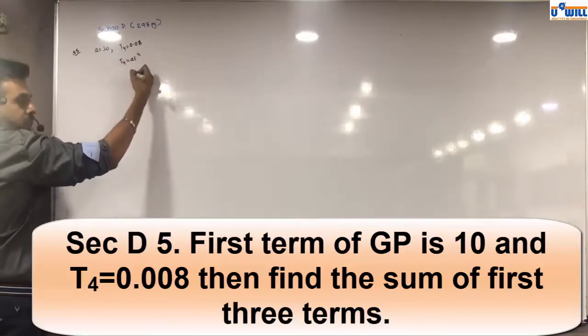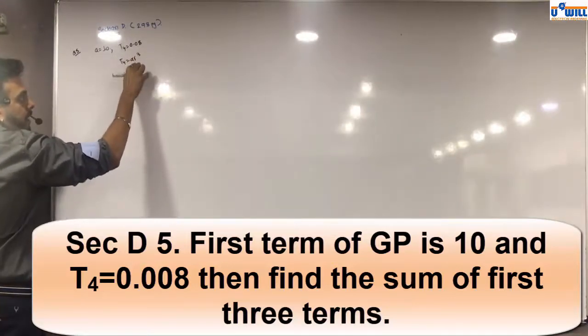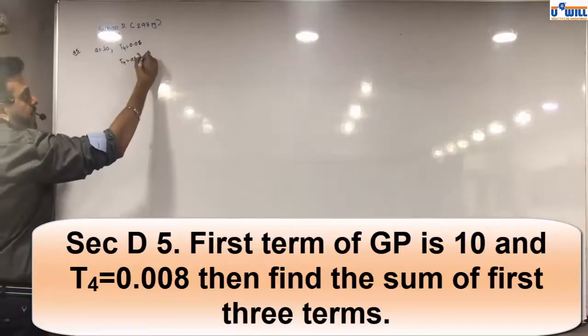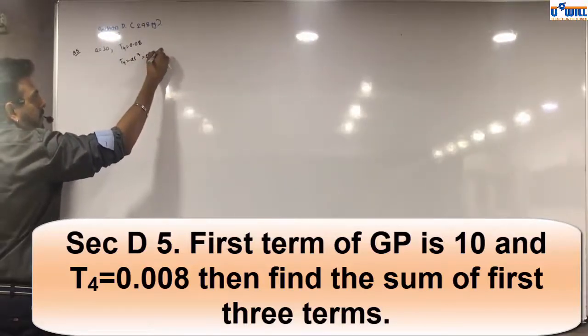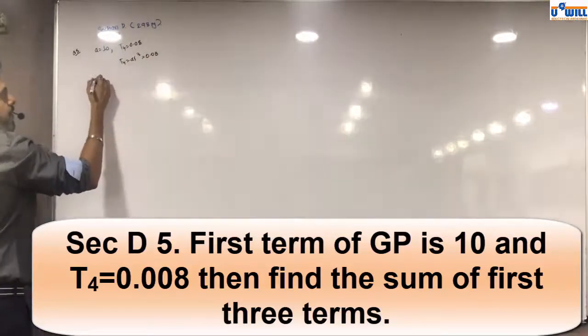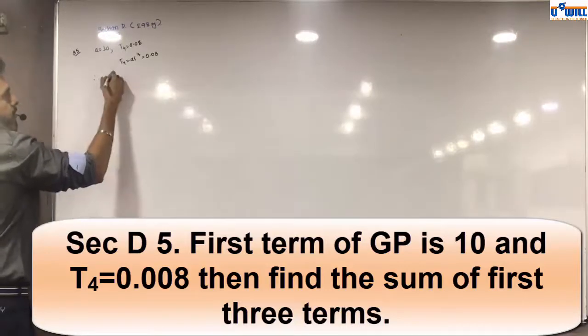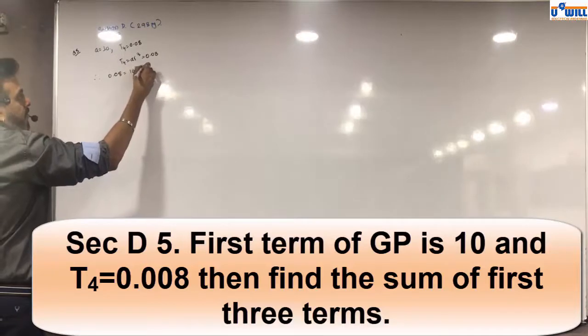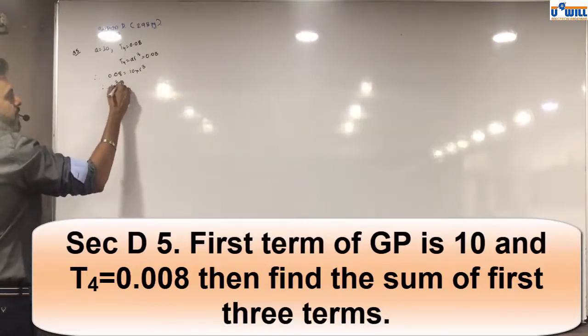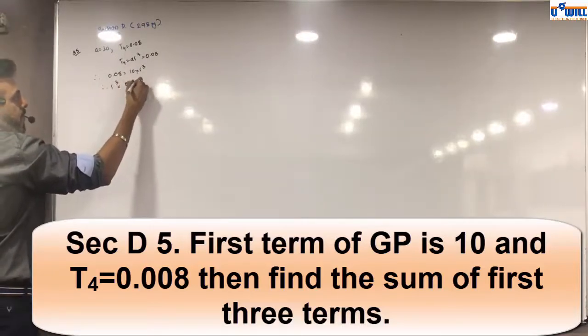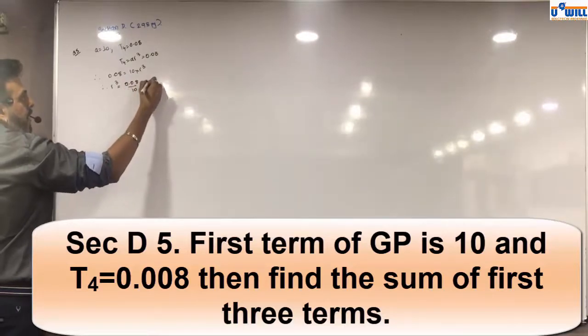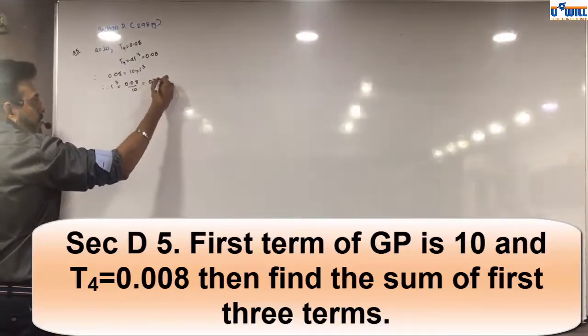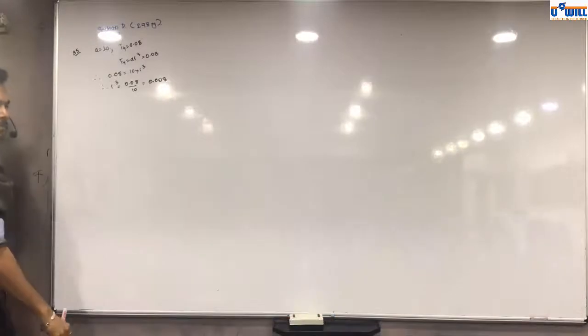A into R raised to 3, which is equal to 0.08. Therefore, 0.08 is equal to A, which is 10, into R raised to 3. Therefore, R raised to 3 is equal to 0.08 upon 10, which is 0.008. पता चला ये?